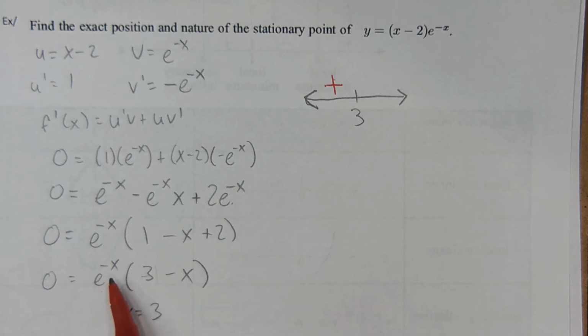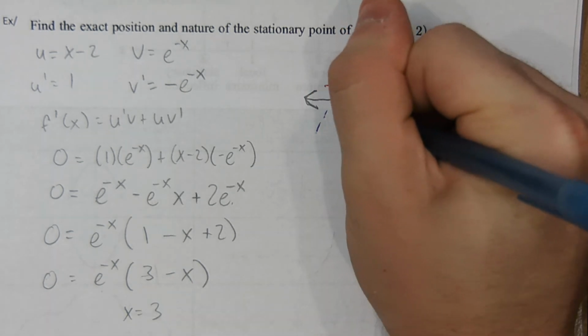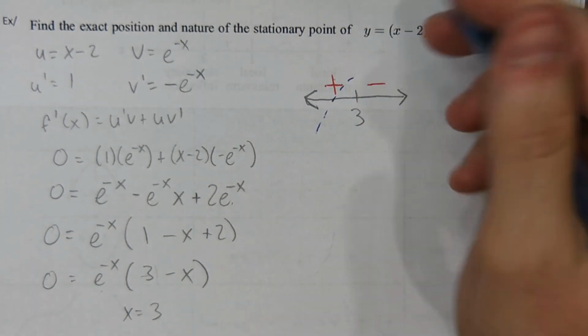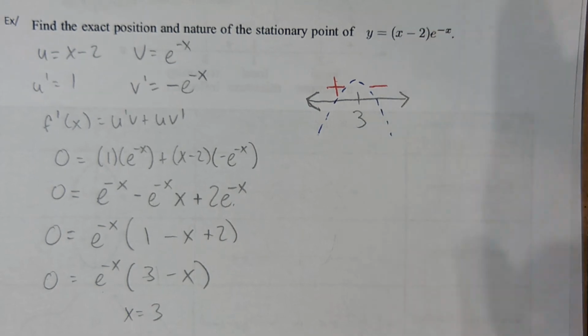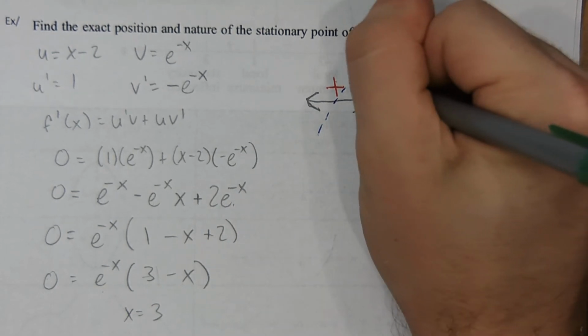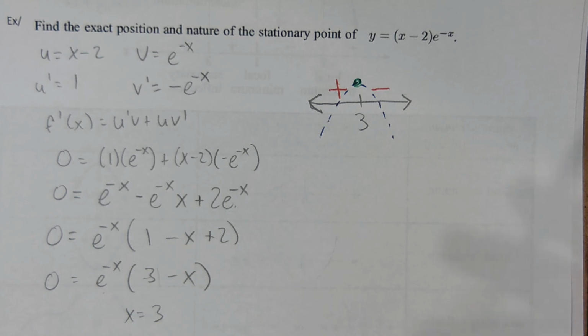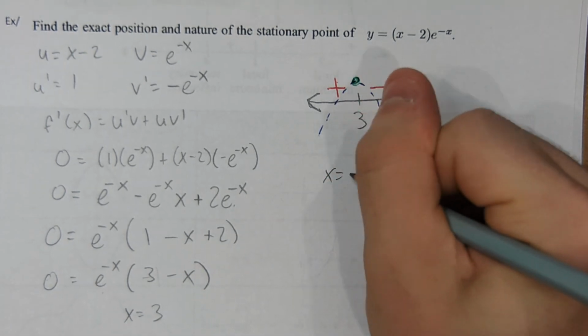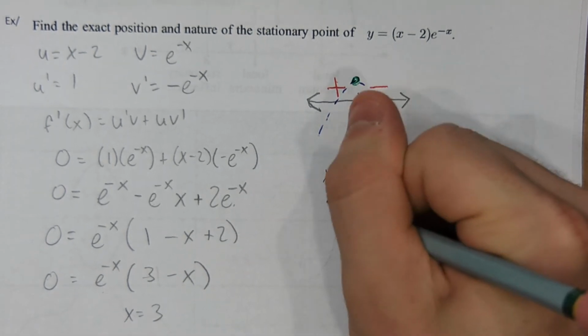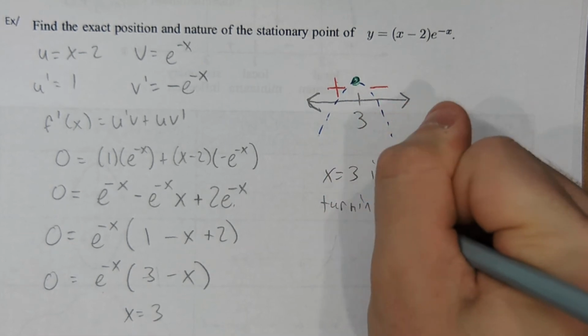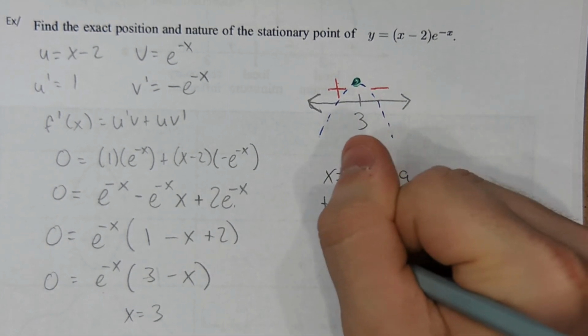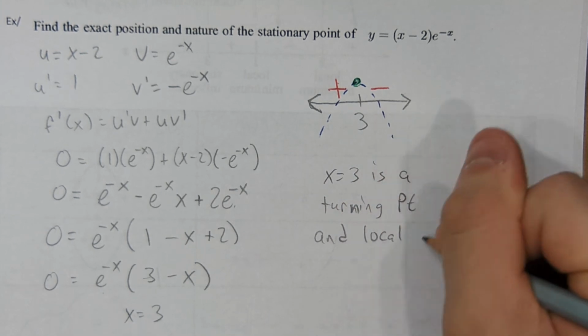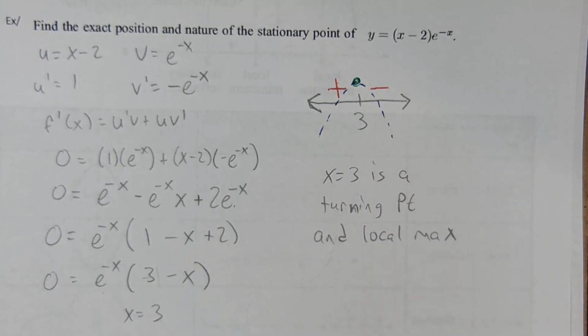Well, e to the negative 4 is still a positive number. And 3 minus 4 is a negative number, so positive times negative gets me this. So what you're seeing in your head is this shape again, going up to the left of 3, going down to the right of 3. Therefore, I have a turning point, which is a local maximum at x equals 3. X equals 3 is a turning point, and local max. There it is.